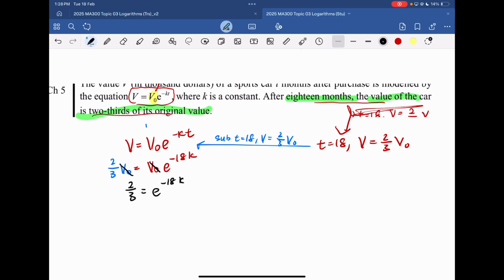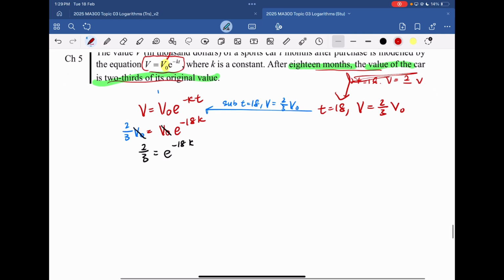Then what can I do? You see E, what will you do? I want to see someone who doesn't know the answer. Sadhana, what will I do? You see E, what will you do? Very good. You ln both sides, right? You ln. Right now, that's the way. You see a ln, you see an E, you always ln. Okay? Why do you do that, Sadhana?